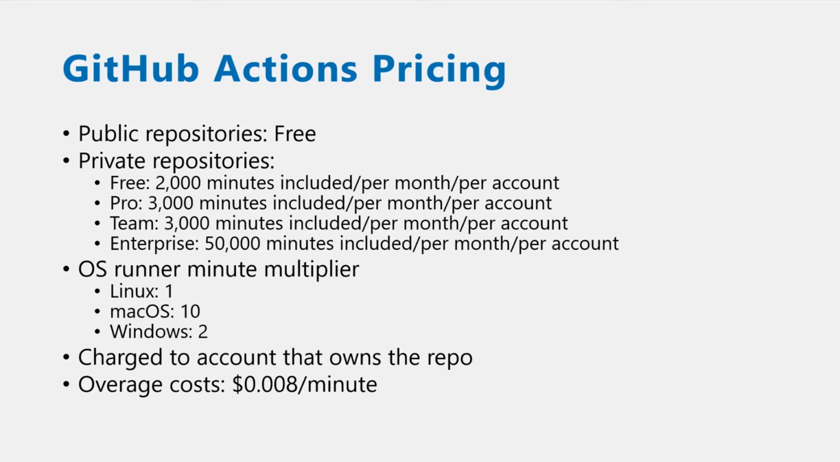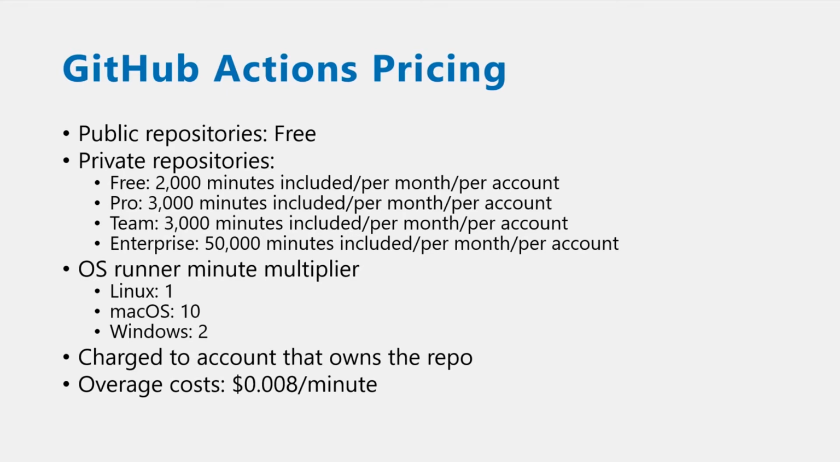One other thing is they have this thing called an OS runner minute multiplier. Running on a Linux machine, it's 1-to-1. So running 1 minute on Linux costs 1 minute towards your time. Running 1 minute on the Mac OS runner will cost you 10 minutes against your included pricing minutes. And Windows, it's 2-to-1. For every minute you run on Windows, you get charged 2 minutes to your account.